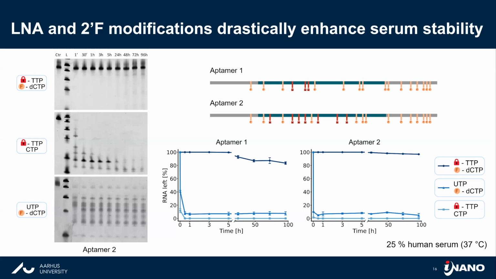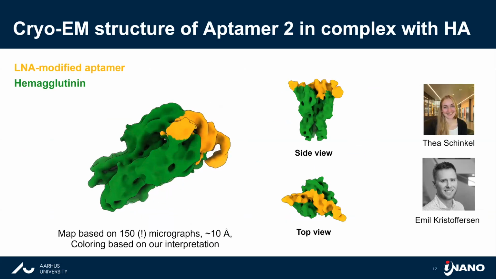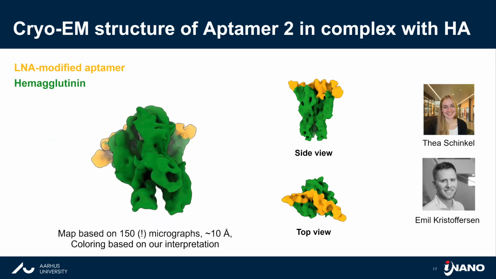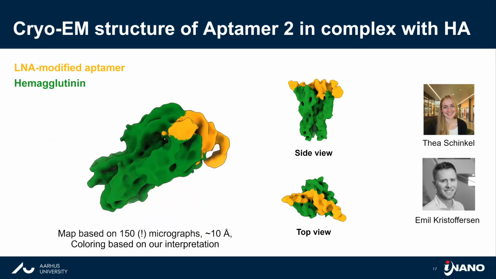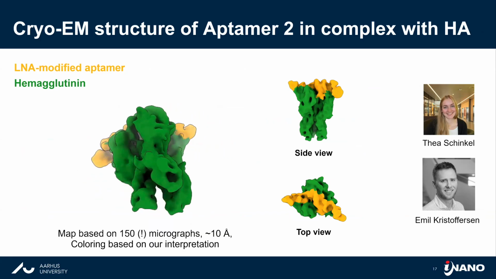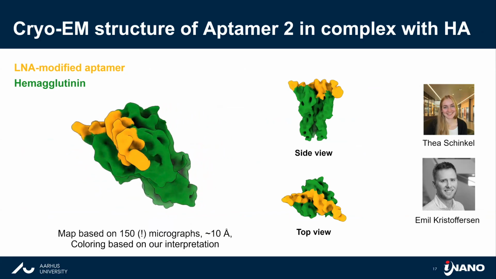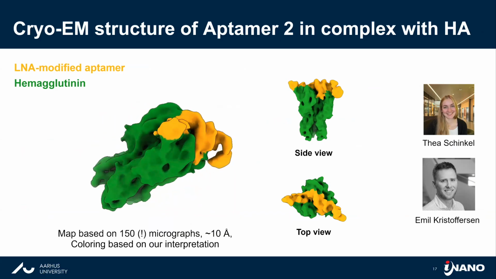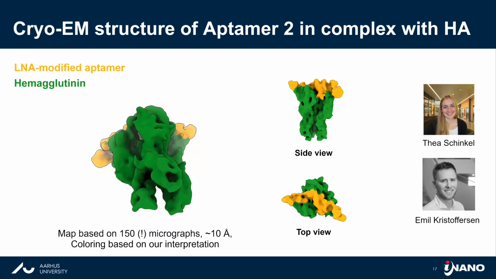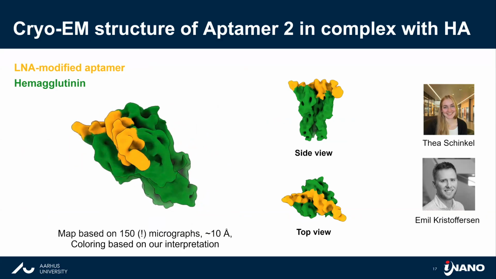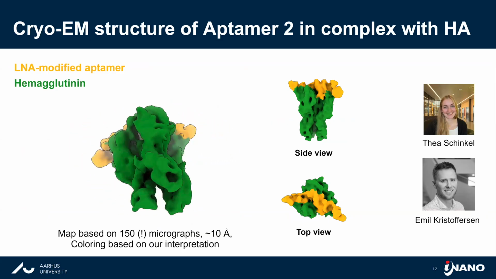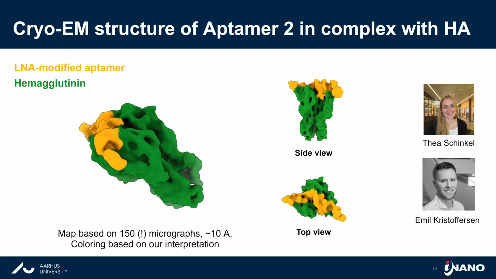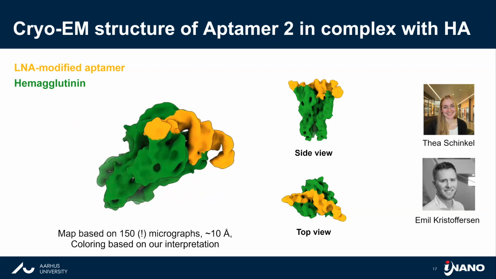And then recently, in the last weeks, we got some nice results and could already get cryo-EM data of the aptamer. Now it's interesting to see whether these LNAs are also interacting with the protein, or whether the LNAs are only important for the binding. This is only very preliminary, an initial screening with only 150 micrographs, so we need a lot more data. But it's already quite interesting to see the aptamer in yellow on top of the protein. With this information, hopefully we can design structures to achieve a nice inhibition of the influenza virus.